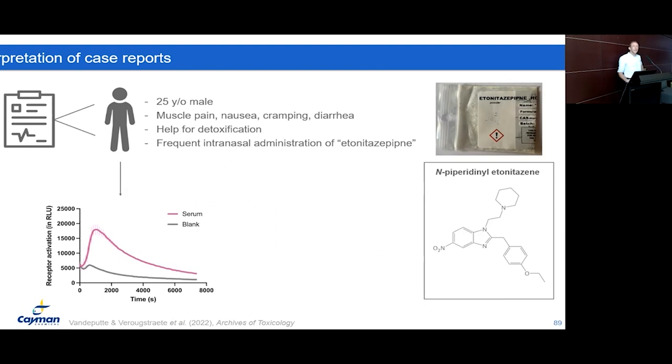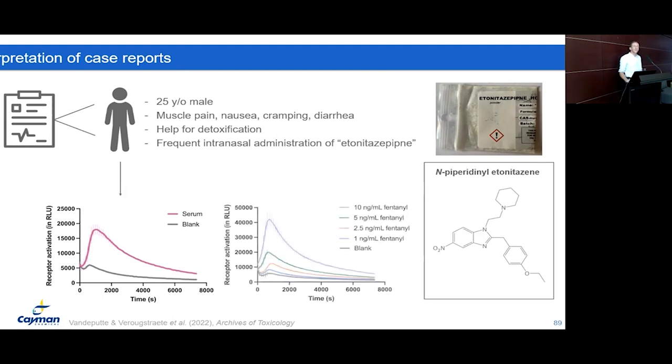Actually, we figured out a way to tell if that's a lot or not, because if we plot fentanyl the same way in serum or plasma, we can get a concentration-dependent response. And if we then make a comparison with this etunitazepipni sample, we got this result. So actually, we can say that the activity contained within this sample from this patient is between 5 and 10 nanogram per milliliter.